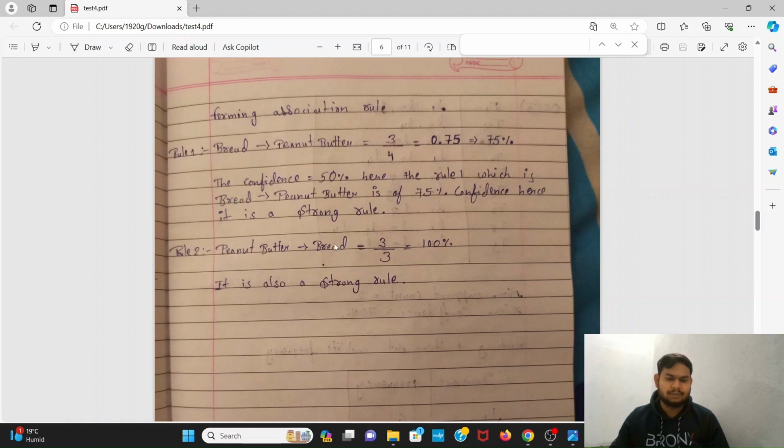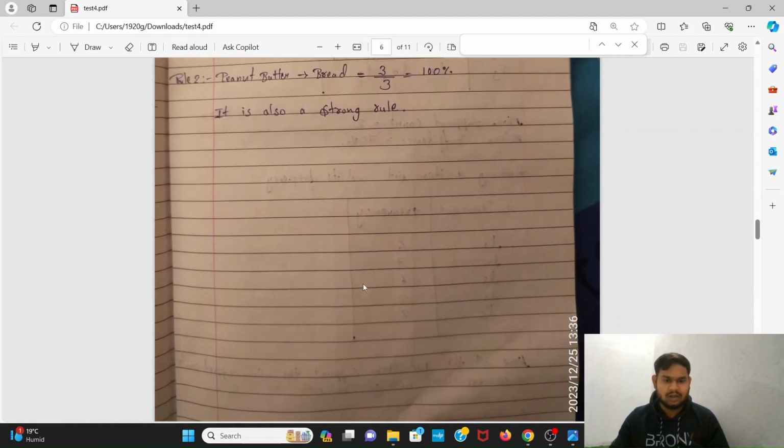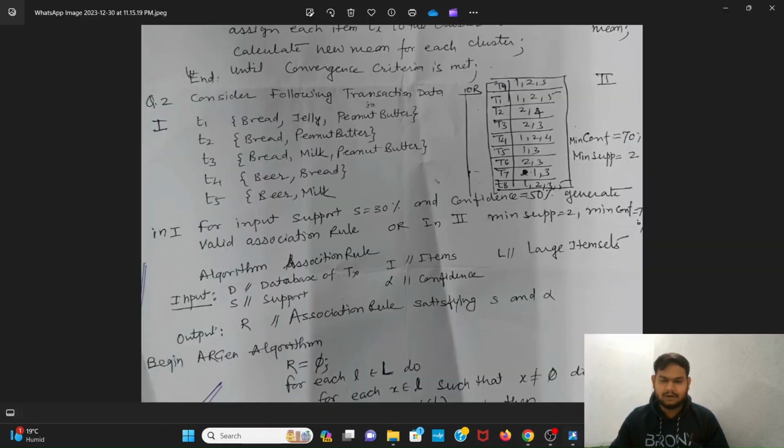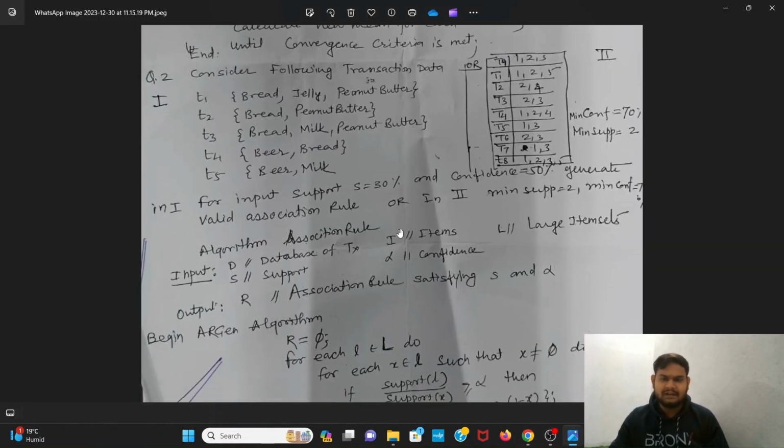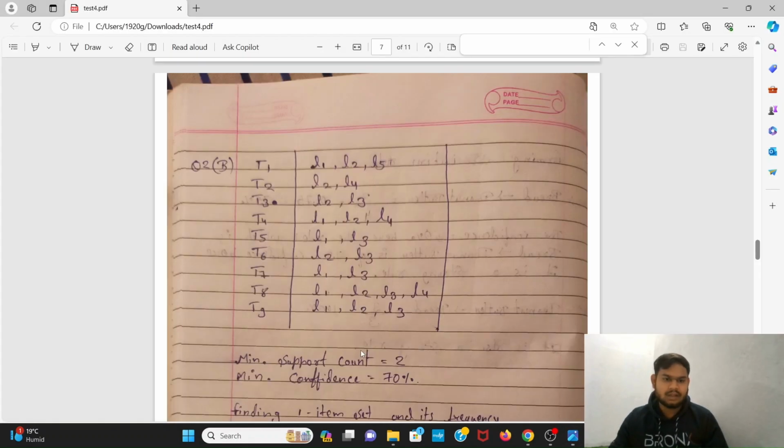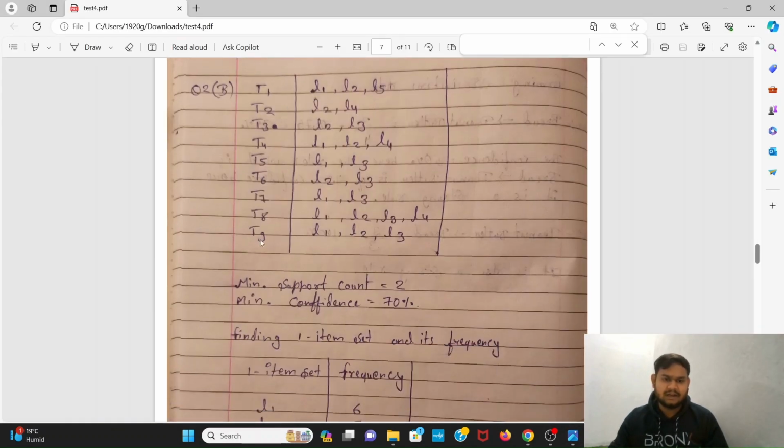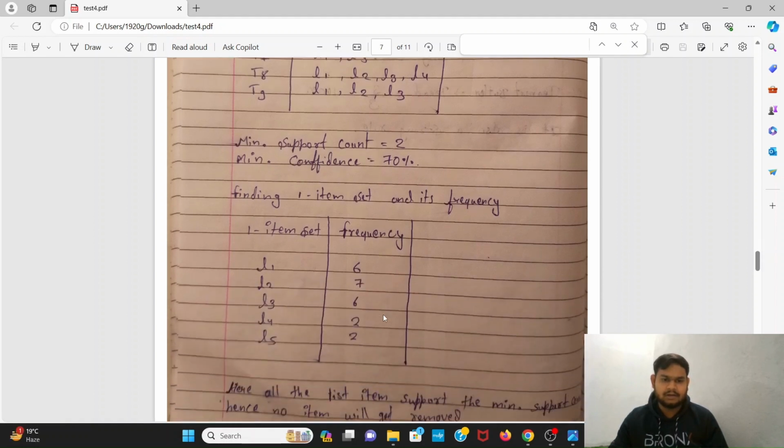Rule 2, peanut butter to bread equals 3 by 3, which equals 100%. It is also a strong rule. Now let's move on to the second part of the question. Consider the following set of data with minimum confidence 70% and minimum support 2. Find or generate the valid association rules. Solution. This is the given data, and the given minimum support count is 2, minimum confidence equals 70%.